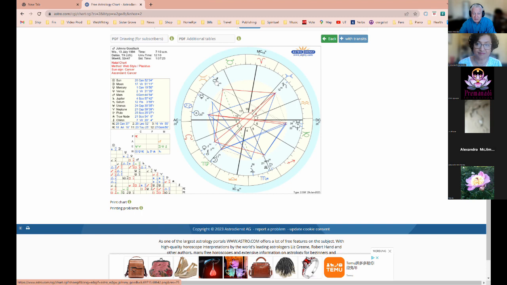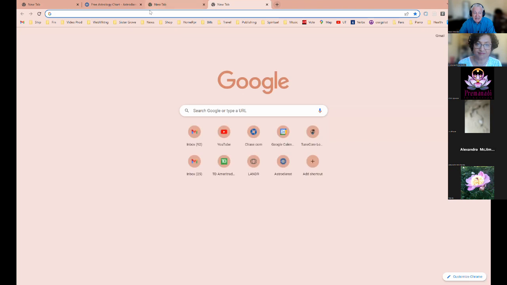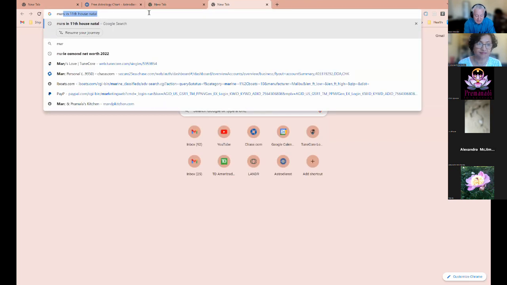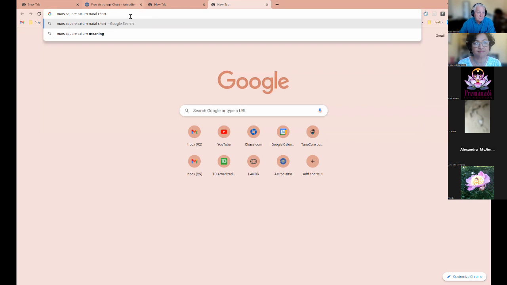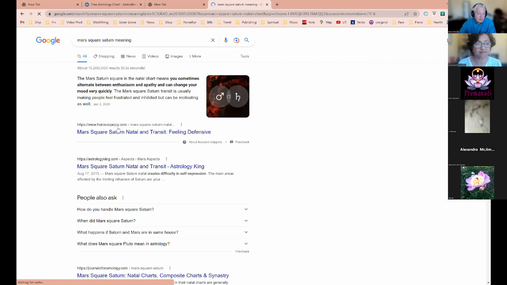So let's look at the relationship between Mars and Saturn in the horoscope and see how it translates. Mars square Saturn natal chart. There we go. All right, so here we go. We can just read the very first one here that is given to us by Google. The Mars-Saturn square in the natal chart means you sometimes alternate between enthusiasm and apathy, and you can change your mood very quickly.